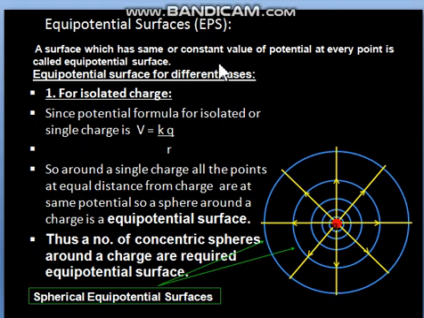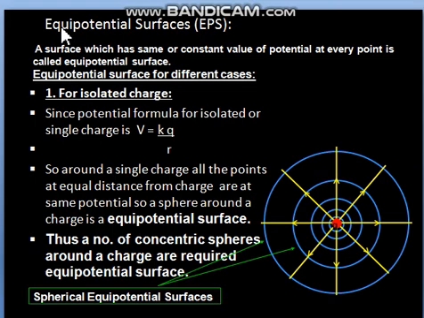Now, we have to draw equipotential surface for different system of charges. Like we have drawn electric field lines, in the same manner we have to draw here equipotential surface. So we will be taking the first system, isolated charge or single charge. So suppose we are given a charge Q in the diagram. Now our target is that how we will draw EPS for this charge.